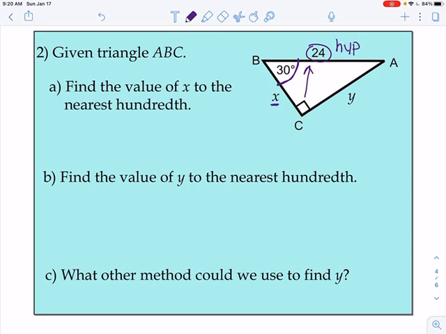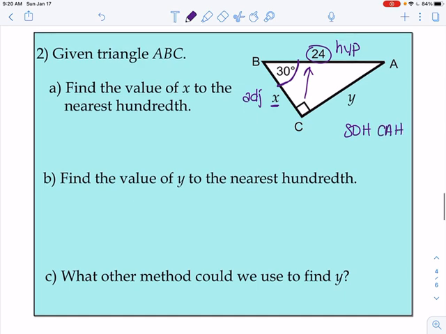So in relation to 30, again, 24, that's my hypotenuse, okay, directly opposite my right angle. And 30, x is adjacent to 30. So again, we're going to have our adjacent and our hypotenuse. SOHCAHTOA. So I have adjacent and hypotenuse. That's going to be my cosine. So we're going to do the cosine of 30. The side adjacent is x. The side opposite is 24.